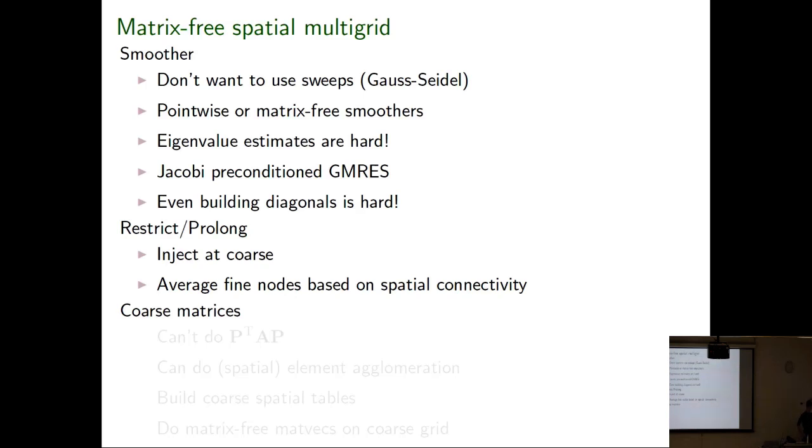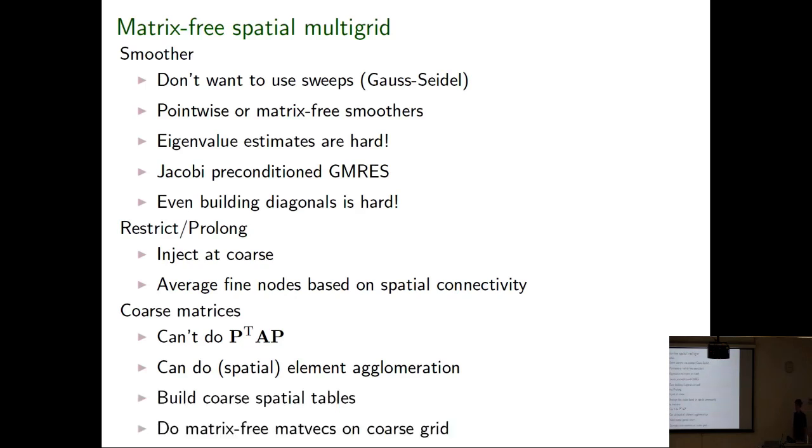So our coarse matrices, we can't, of course, just do a matrix triple product because we don't have our matrix. What can we do? Well, we can glue together our spatial elements in the classical kind of element agglomeration multigrid type of way. And then we can build coarse spatial tables. And then do matrix-free matvecs on our coarse grid. Because, of course, we want all of our levels of our multigrid to be matrix-free.